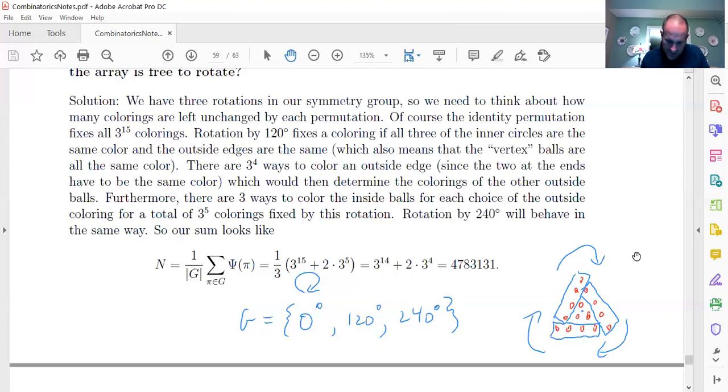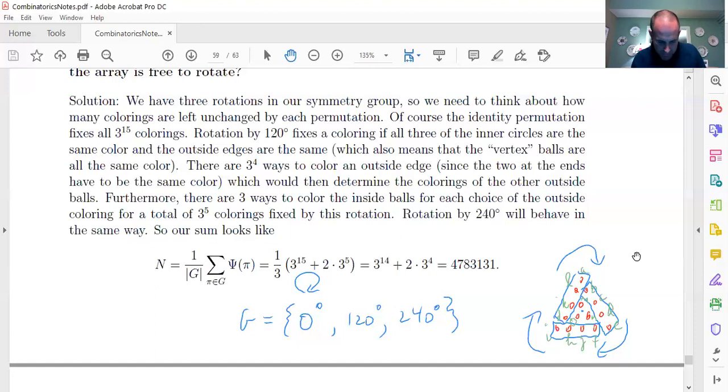Okay, so let's see here. Let's just go around and label everything. So I'm going to label all the balls. So it's going to be A, B, C, D, E, F, G, H, I, J, K, L. Okay, and then what about the middle? M, N, O. Okay. All right.